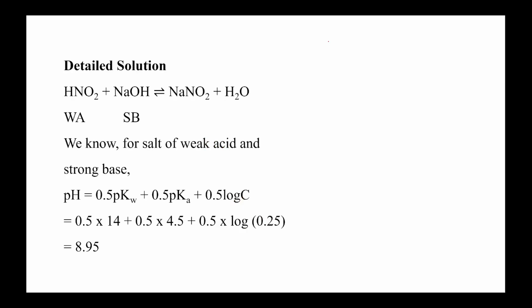So you have 1 by 2 or 0.5 of pKw, that is 0.5 multiplied by 14, that will be 7. Then 0.5 multiplied by 4.5, and then you will have log of C, so log of 0.25 multiplied by 0.5 or divided by 2. Okay, just add all these up, you should get this answer. If you're not getting this answer, recheck your calculation. I'm sure there is a very small calculation mistake that you will be able to fix.